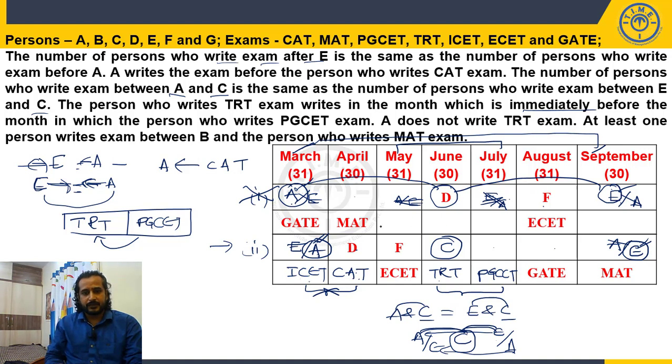Now come to the persons. A, D, F, C, E is already in the arrangement. Now what is the next? At least one person write the exam between B and MAT. Now here is a MAT. So between B and MAT, at least one person. So B cannot be the adjacent to MAT. So B will be the remaining position here. In the remaining position, B will be here. And who is the only person we left? F, G. So G will be here. G writes GATE exam. So this is my final arrangement.